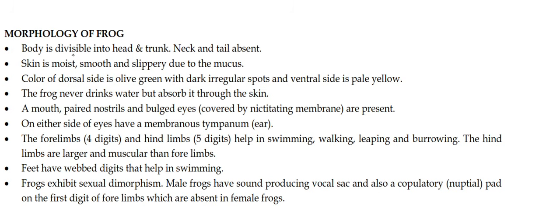Now, if you take the morphology of frog, the body is divisible into head and trunk; neck and tail are absent. Skin is moist, smooth, and slippery due to the presence of mucus. Color of the dorsal side is olive green with dark irregular spots, and the ventral side is usually pale yellow in color.